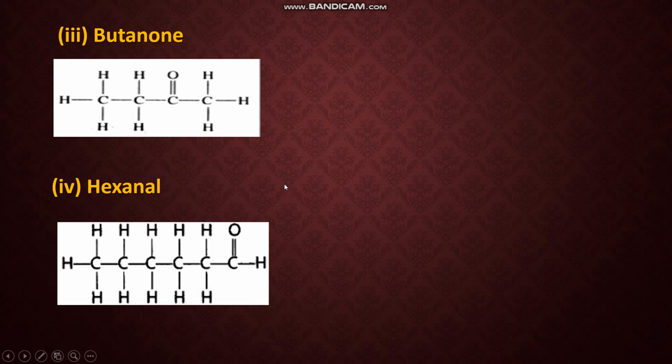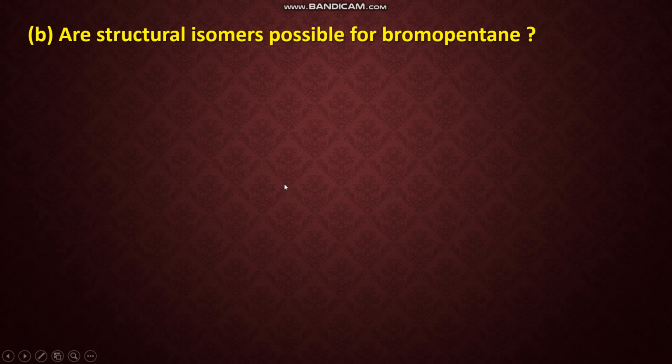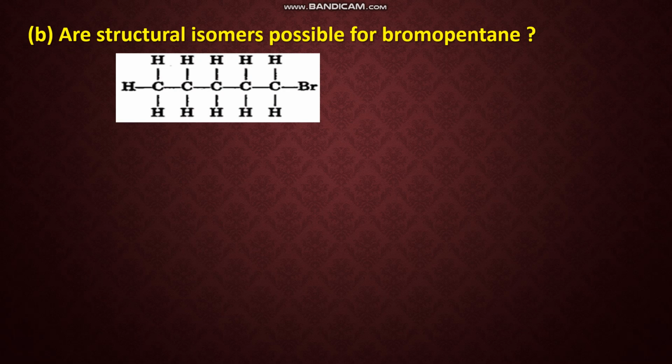Next, are structural isomers possible for bromopentane? You have already seen how to draw the structure of bromopentane. Here the bromine is attached to this end carbon. In the same way, bromine can be attached to this carbon also, and this also. So accordingly we get different isomers, different structures. How to name these compounds? Where the functional group is attached to a carbon, we give that carbon the least number. That is how we are numbering.